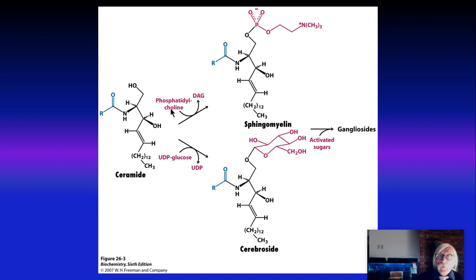There are two pathways. One is to react with phosphatidylcholine, removing the entire diacylglycerol moiety and now making sphingomyelin. Okay? So all you've really picked up is the phosphatidylcholine residue, and it's right there. So this is a lot like phosphatidylcholine, only it's not because it's a sphingolipid with a sphingosine base rather than the glycerol base. Got it? All right.